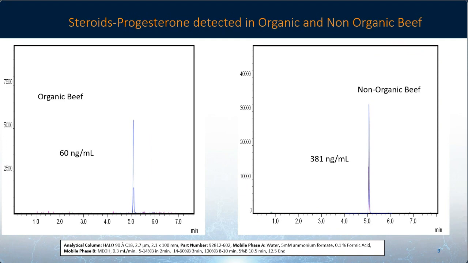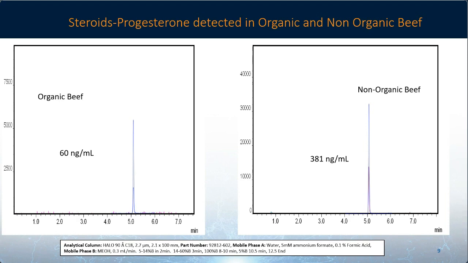So we went to the grocery store and we looked at organic beef and we looked at non-organic beef. These are two ground beef samples. One is organic and one is non-organic. And the compound that we found in there was progesterone, which you would expect because it is a naturally occurring hormone. It is naturally produced.